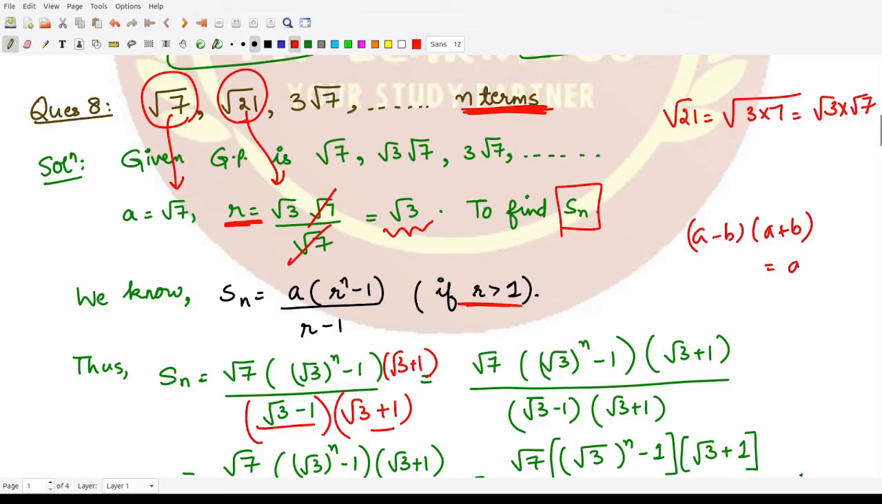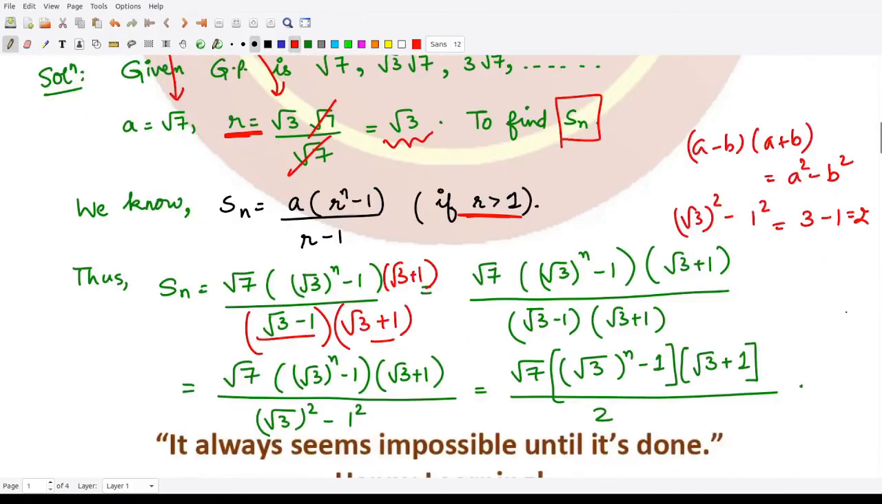It would be equal to a square minus b square. So it would be equal to square root 3 square minus 1 square. Square root 3 square is just 3, 1 square is 1. So the answer is 2 in the denominator here, using the identity here. And the numerator here would be left as such, because even if you multiply you do not reach any conclusion. So this is your answer.